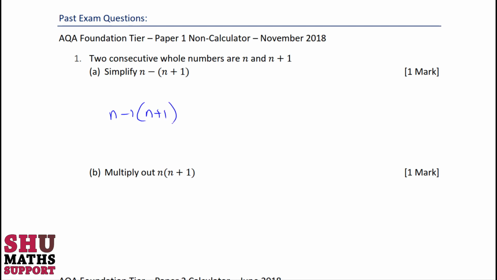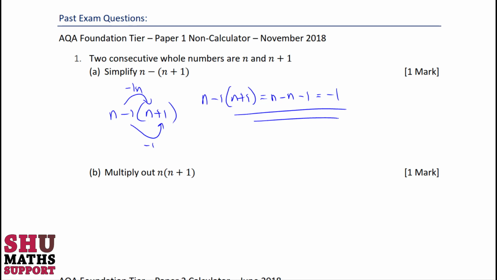And then we can simply ignore the n for now. And we have minus 1 times n, which is minus 1n. And we have minus 1 times 1, which is just minus 1. So this gives us n minus n minus 1. And then we can simplify this just to get minus 1. So that one was nice and easy, but we'll just double line our answer so the examiner knows that that's our final answer. And then the next question asks us to multiply out n times (n plus 1).